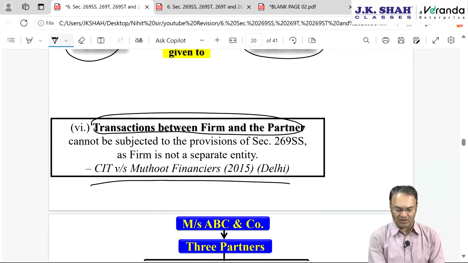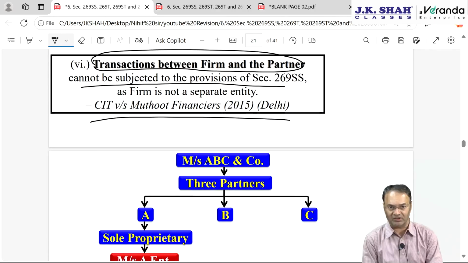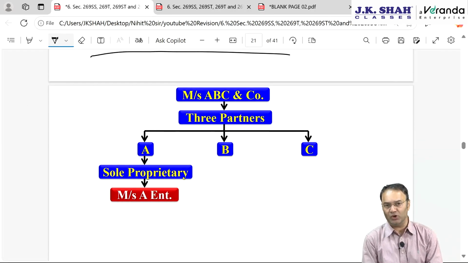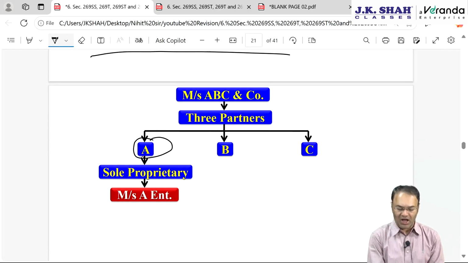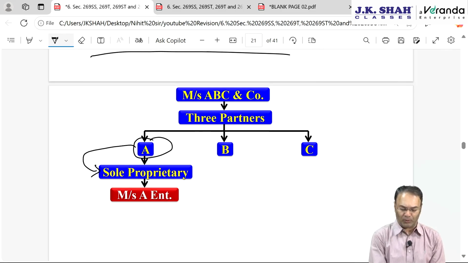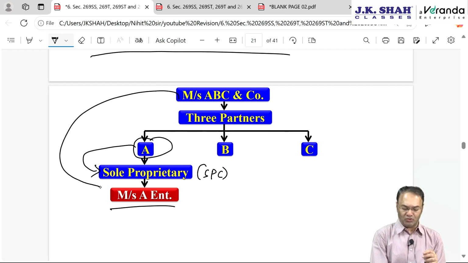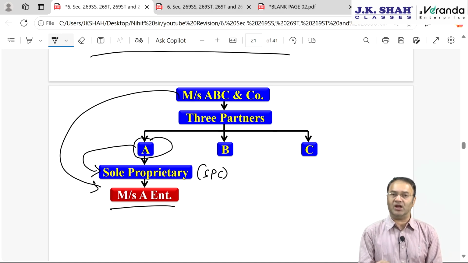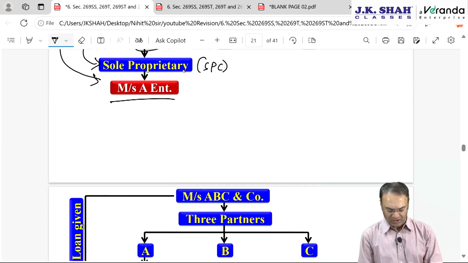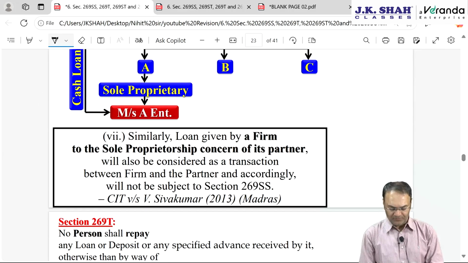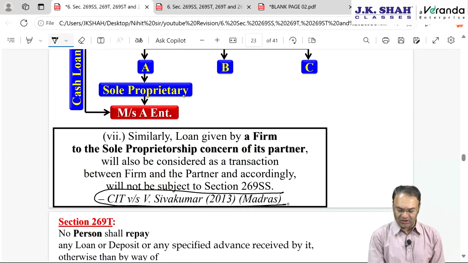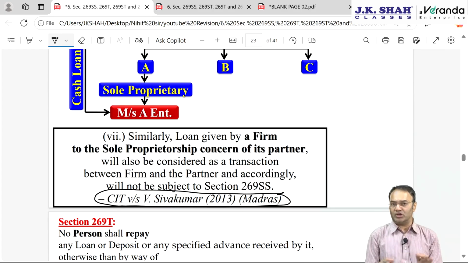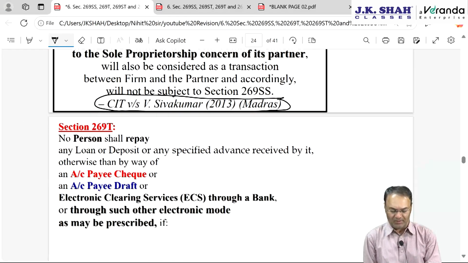Transaction between firm and partner cannot be subjected to 269SS, Delhi High Court. Similarly, instead of giving a loan to a partner, suppose one of the three partners, A, was running his own sole proprietary concern in the name of Messrs A Enterprise, and the firm gave a loan to the sole proprietary concern of the partner. Then the Madras High Court in one of the cases stated that this will also be regarded as a loan given by the firm to the partner, though it is given to the partner's sole proprietary concern. Accordingly, the Madras High Court in 2013 stated this transaction also will not be subjected to 269SS.